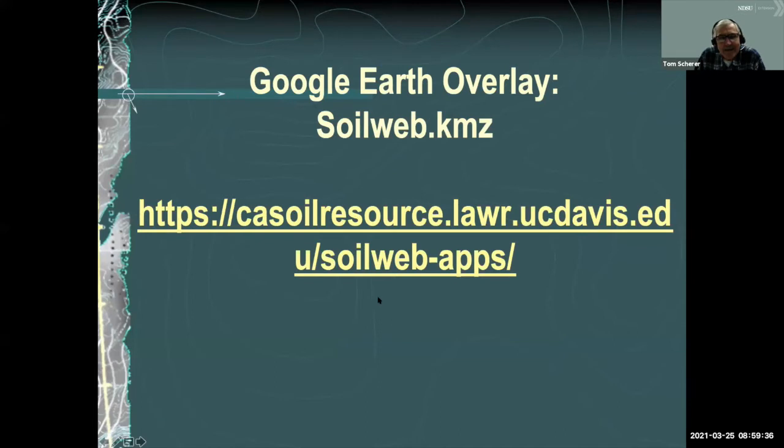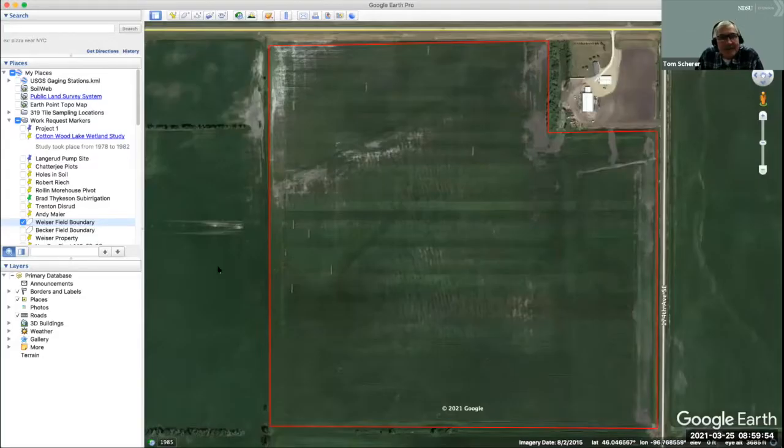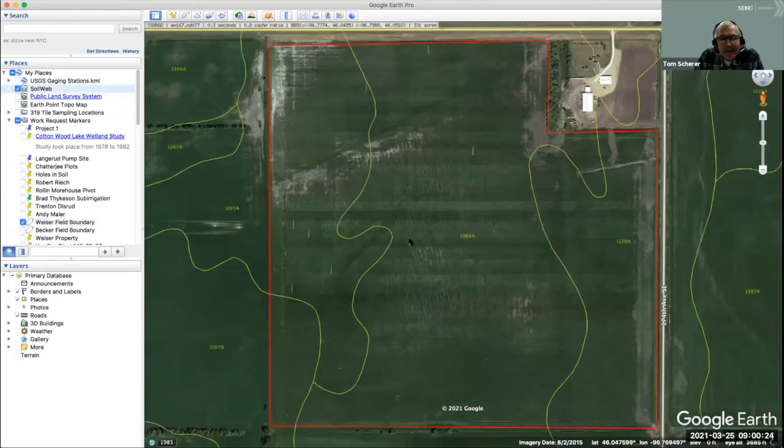And like I said, I already had this up once before, but I'm going to share my screen again and bring up an example here. This is a site south of Fargo. A gentleman actually contacted me, and as you can see, he has some water problems on here. If this were a site where you were doing some preliminary investigation, this is on Google Earth Pro. Over here is that Soil Web. If I click it on, it'll turn on.